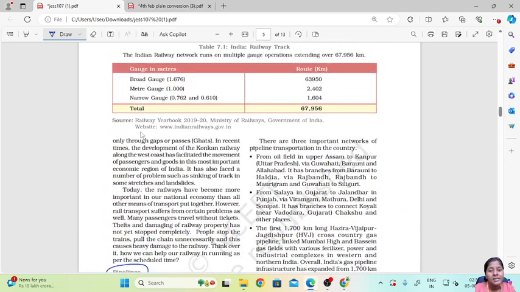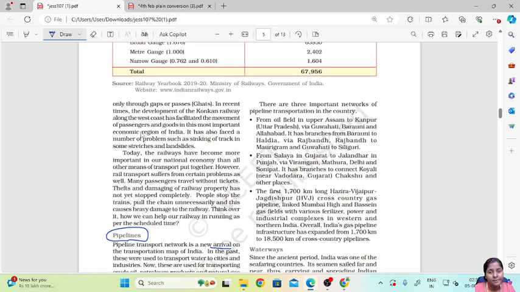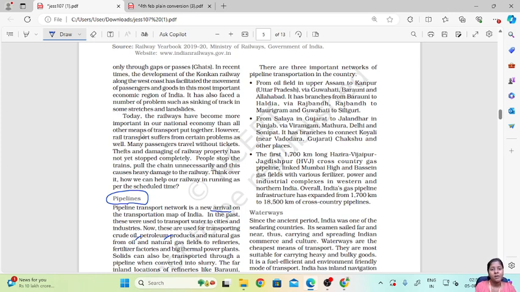Now there are three important networks of pipeline transportation in the country. First is from the oilfield in Upper Assam to Kanpur, Uttar Pradesh. It goes via Guwahati, Barauni, Allahabad, and has branches from Barauni to Haldia via Rajbandh, then Rajbandh to Maurigram, and Guwahati to Siliguri. This oil pipeline starts from Assam and comes to Kanpur.